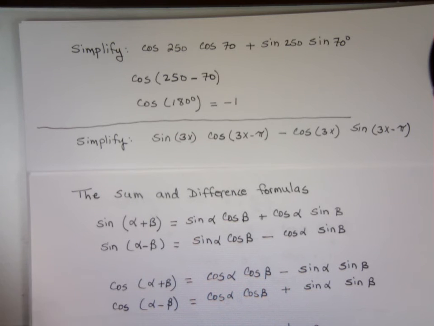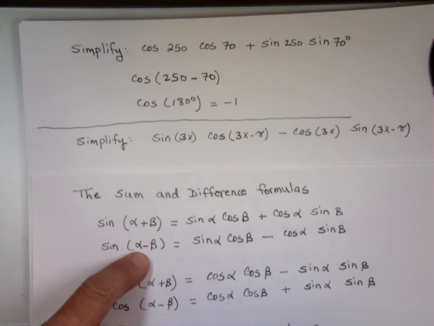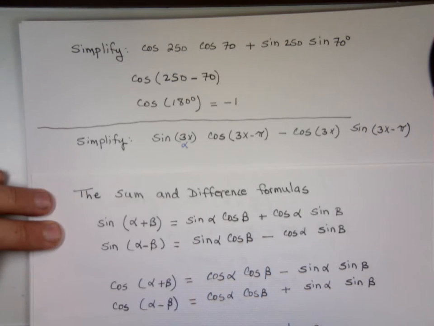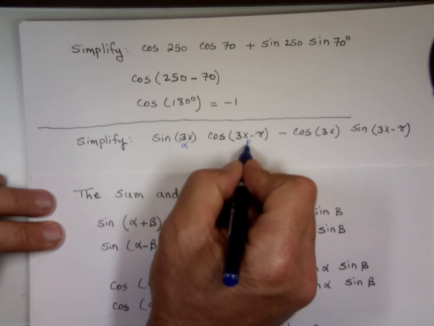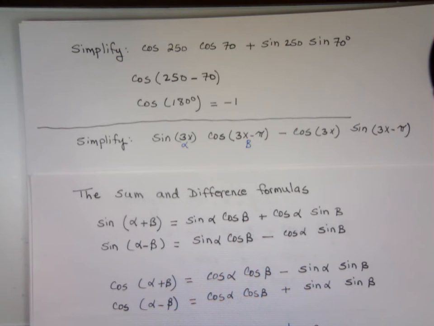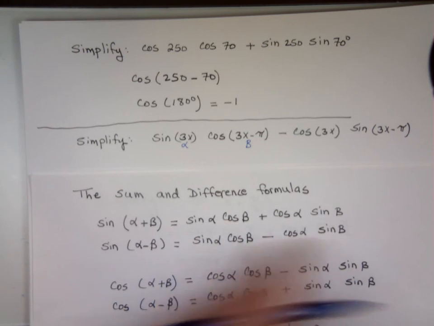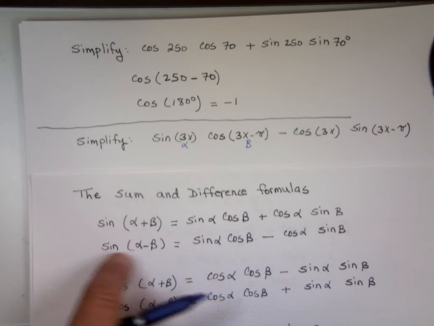Is it this one? When you look at that, that means your alpha here is what? This is your alpha. And what's your beta? This one. That becomes sine alpha, cosine beta, minus cosine alpha, sine beta. Well, that's sine of alpha minus beta.